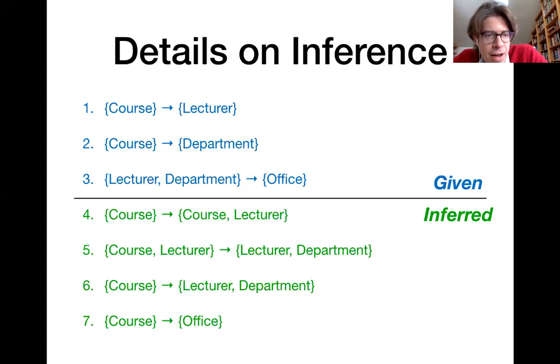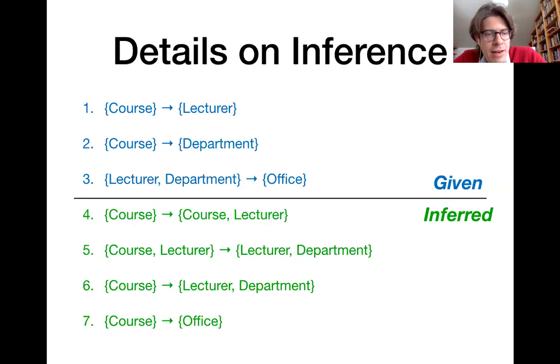Then, we can use number 2, which is course implies department. Here again, we can use augmentation and add lecturer to both sides of the functional dependency. Then we get number 5, which is course and lecturer together imply lecturer and department. Now if you consider number 4 and number 5, we can apply transitivity, because in 4, course implies course and lecturer, and course and lecturer implies lecturer and department based on 5. So also course implies directly lecturer and department via transitivity.